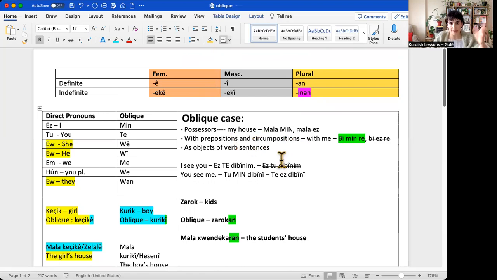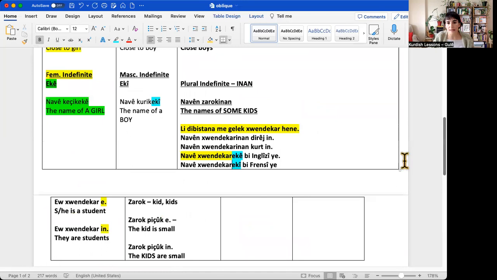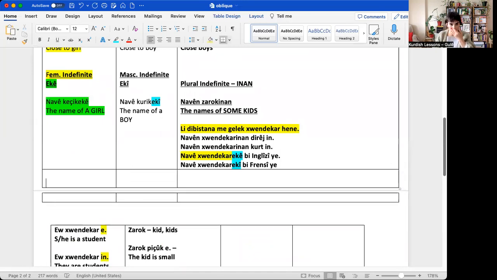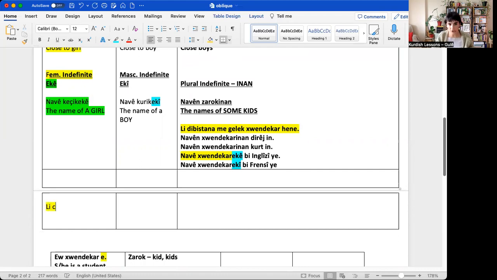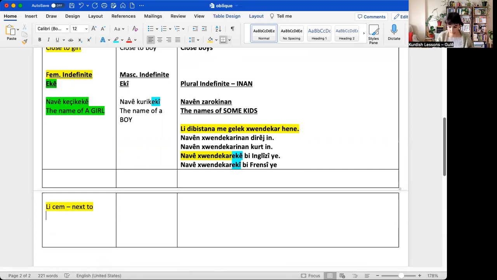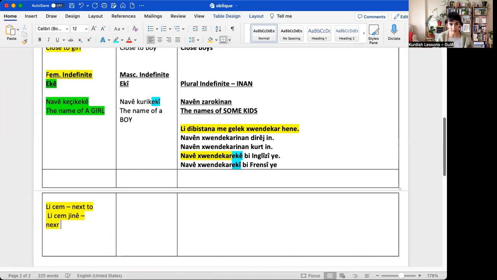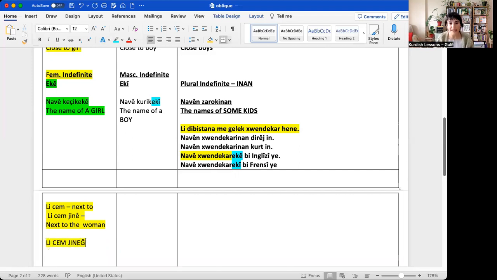With possessives, it is this. It is the same with prepositions. For example, let's say our preposition means next to. So next to woman. Here I know it is definite, so let's say next to the woman. It is the woman I know. And if you want to say next to a woman, indefinite, it is different.